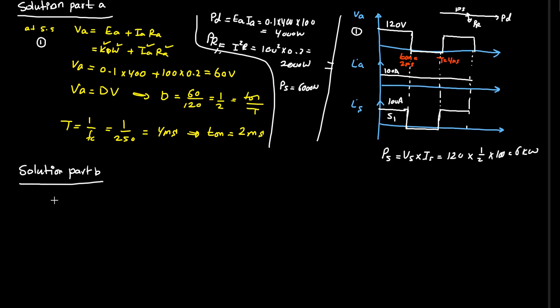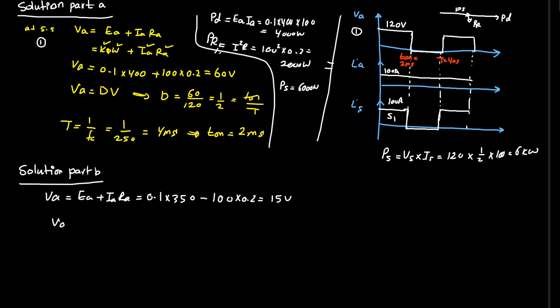So the first thing at steady state, the same thing. VA will equal EA plus IA RA, so this will equal 0.1 multiplied by 350 minus 100, because the current in the regenerative braking is negative, multiplied by 0.2, and this will equal 15 volt.